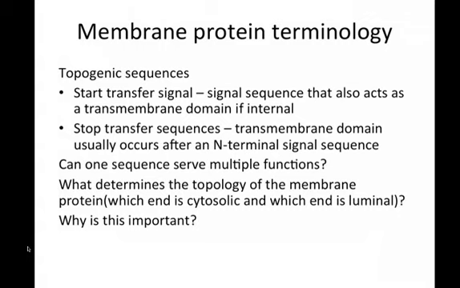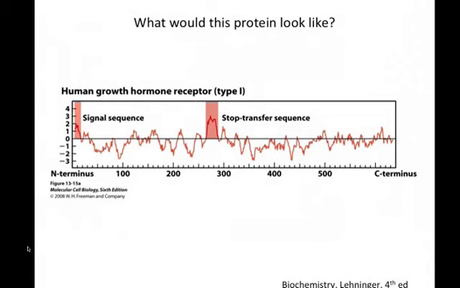And so you might get a start transfer signal, which could be a signal sequence that acts as a transmembrane domain if it's internal. There are stop transfer sequences, which again are transmembrane domains. And they often will happen after an N-terminal signal sequence, kind of like what we just saw there. Stop transfer sequence after an N-terminal signal sequence.